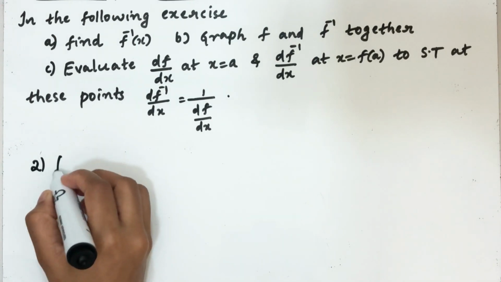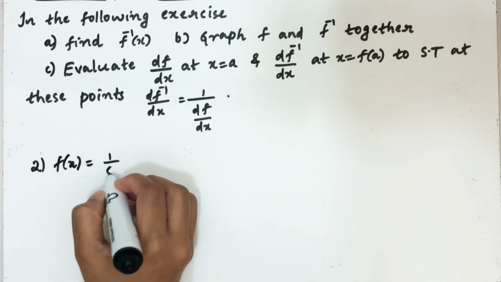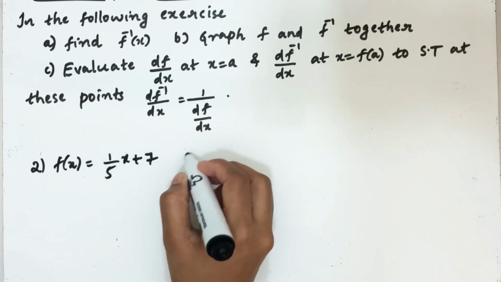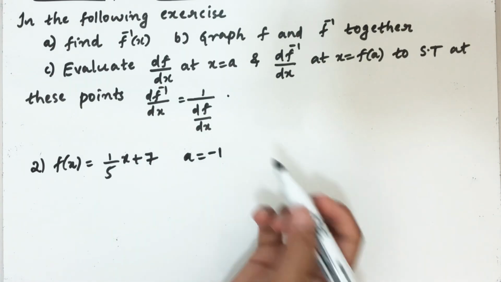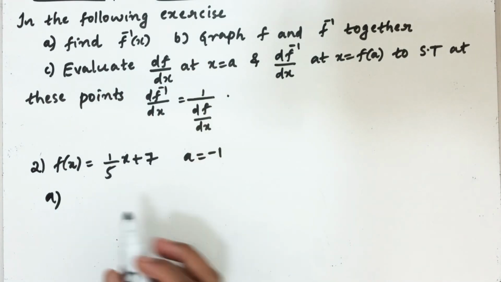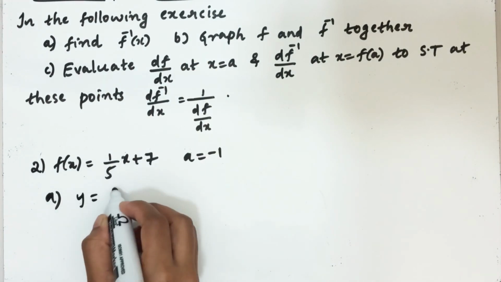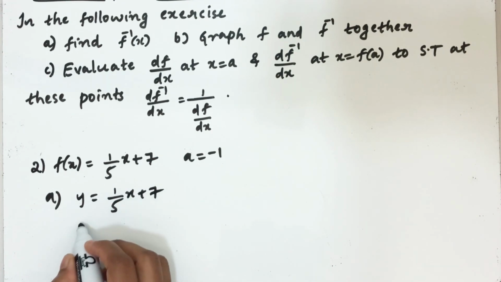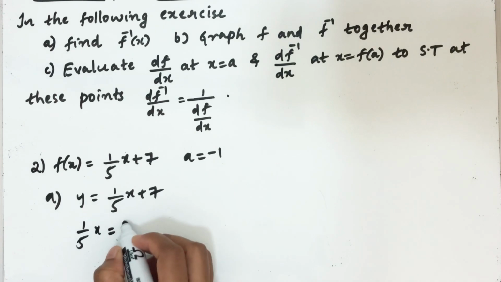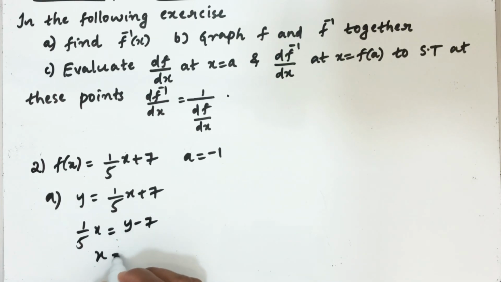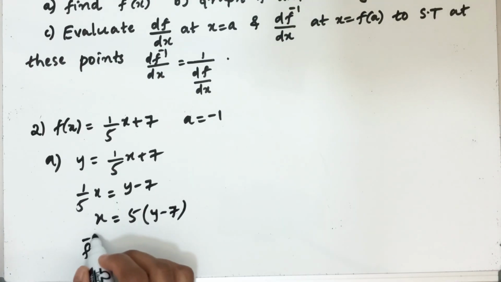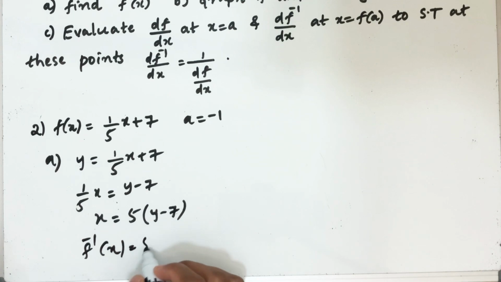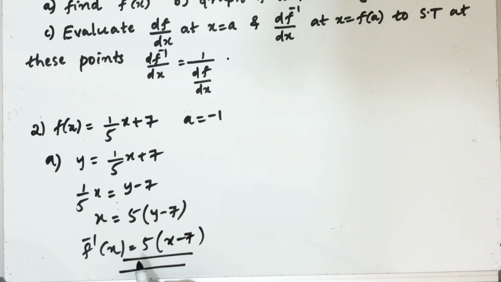Second question, f of x is equal to 1 by 5x plus 7, a equal to minus 1. So first part, find f inverse of x. F inverse of x: put y is equal to 1 by 5x plus 7, express x in terms of y, that is 1 by 5x is equal to y minus 7. So we get x is equal to 5 into y minus 7. So f inverse of x is equal to, interchange x and y, that is 5 into x minus 7. So this is f inverse of x.